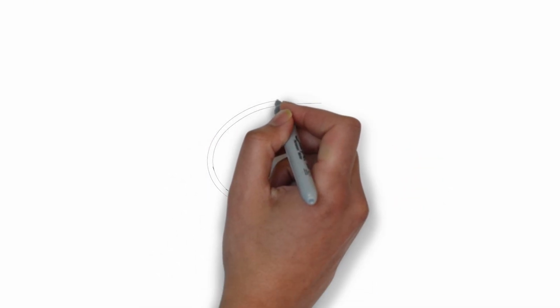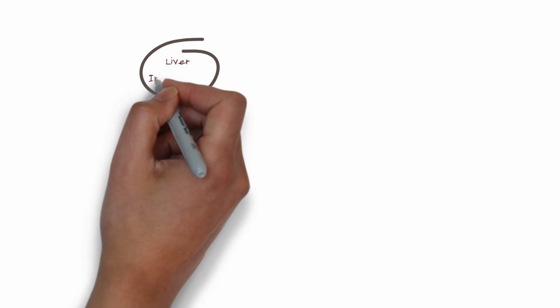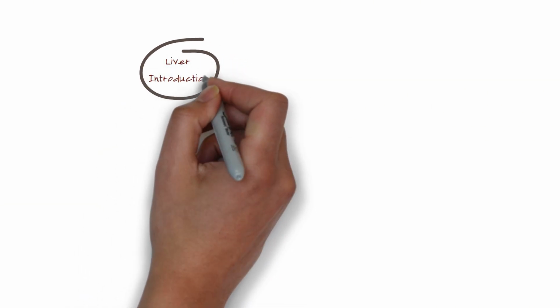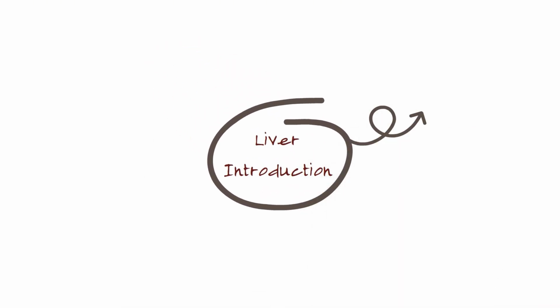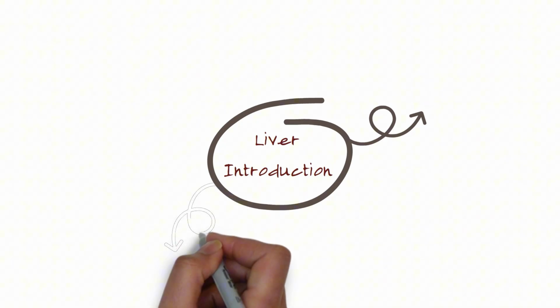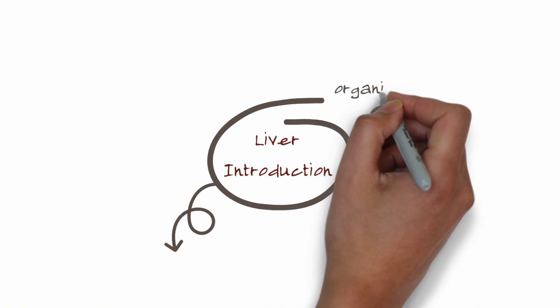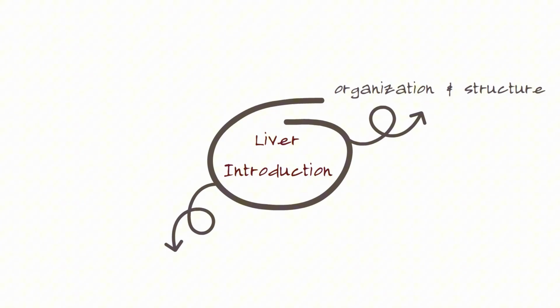Today we are going to simplify an important organ in our body, which is the liver. So let's start. Today we are discussing two main points: the organization and the structure of the liver, and the main function of the liver. Starting with the organization and the structure.